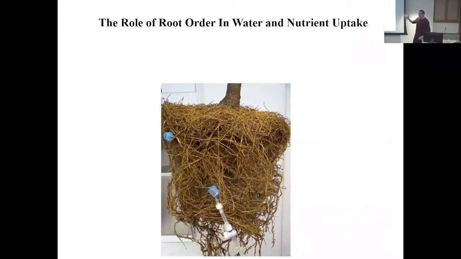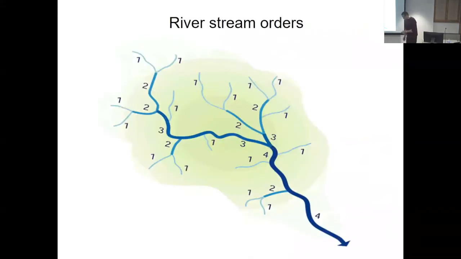So we have this title, and then the question is, what are root orders? In order to understand that, it will be easy to first understand what are river stream orders. When you think about rivers, it's easy to think that a small creek goes to a bigger creek, to a bigger creek, and then to the large creek. And as we say in the poem in Hebrew, all rivers at the end go to the sea. So this is the main river that goes to the sea.